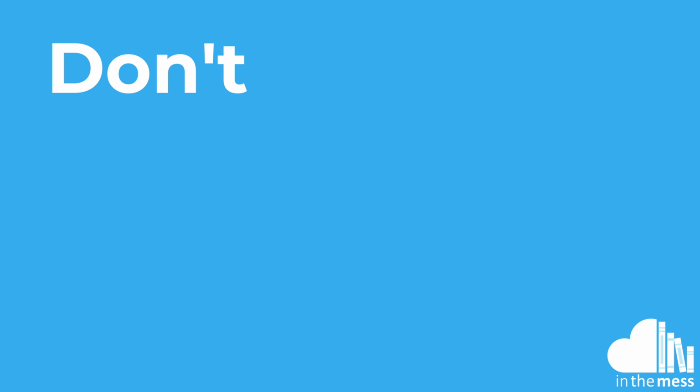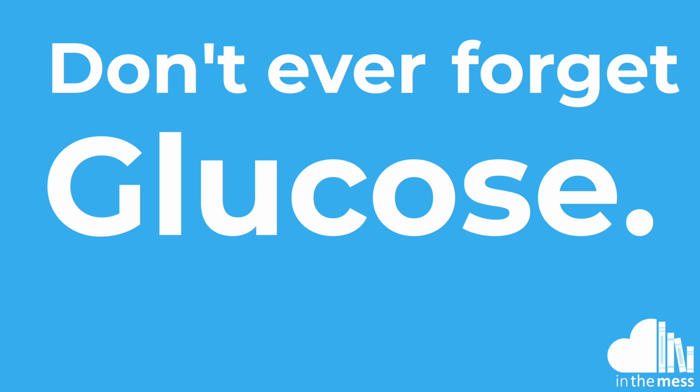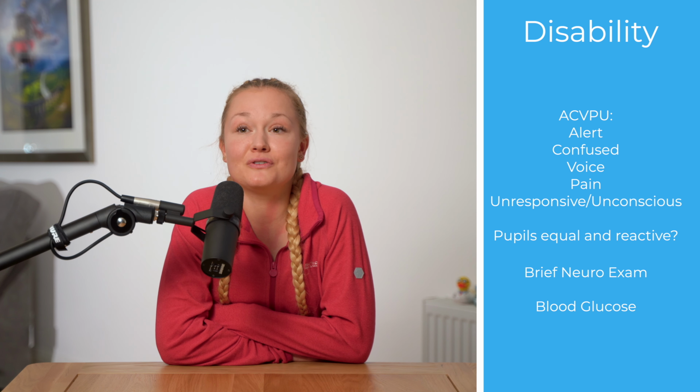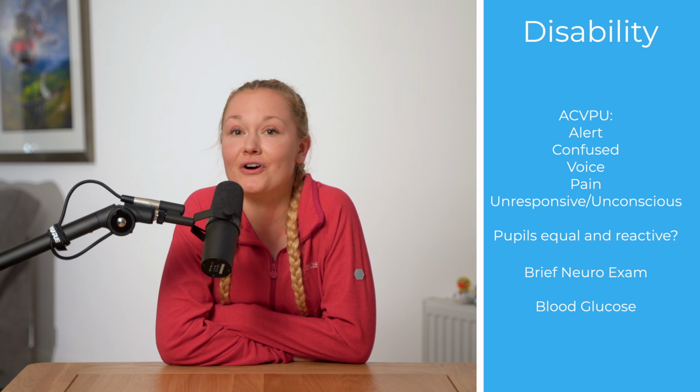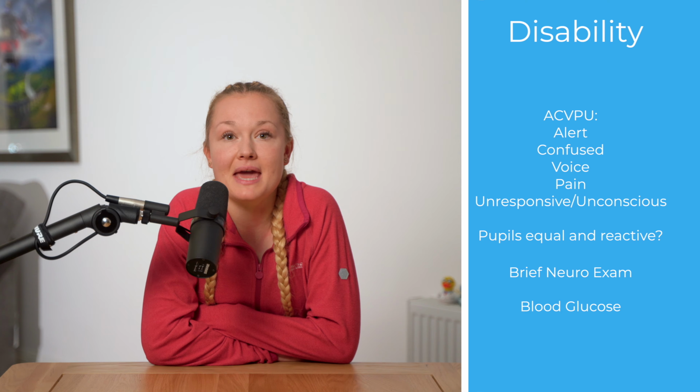So moving on to D, that can be disability or don't ever forget glucose. So here you can move on to a rough scoring of the patient's level of consciousness. ACVPU. How the hell do you say that? ACVPU. That's alert, confused, response to voice, responds to pain, or unconscious. Here I can also assess any other disabilities they may have.